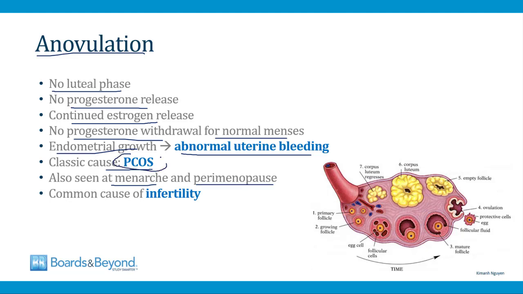So when women have PCOS or they're approaching menopause and they have abnormal uterine bleeding, this is often due to anovulation. And in addition to causing abnormal uterine bleeding, anovulation can also cause infertility, and women who have polycystic ovarian syndrome have problems with infertility for this reason.